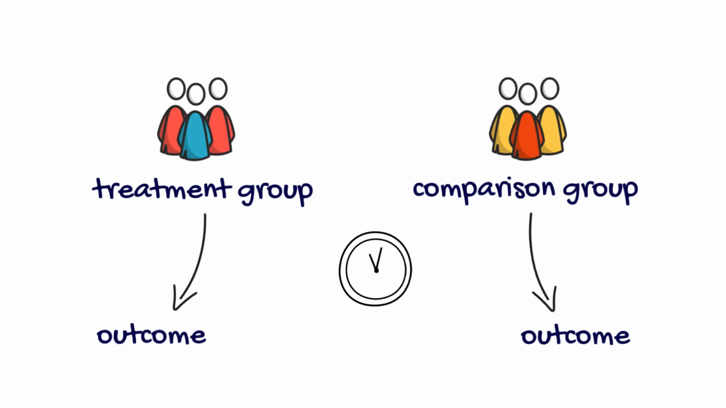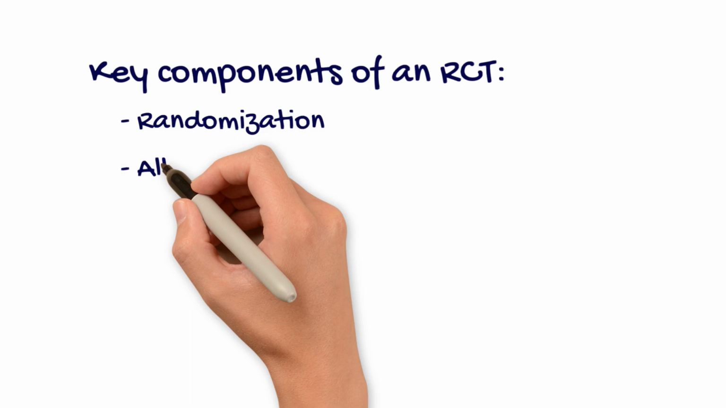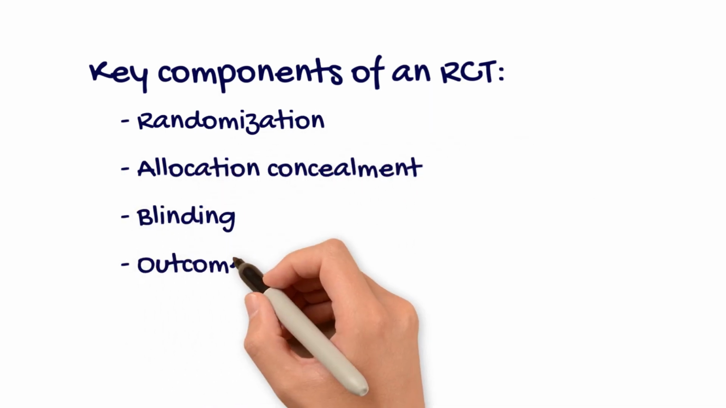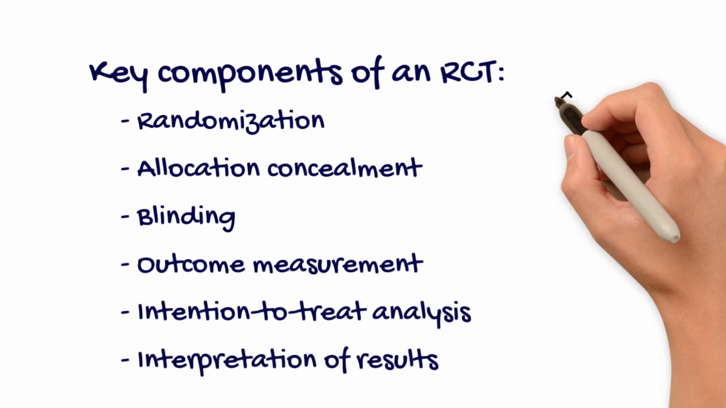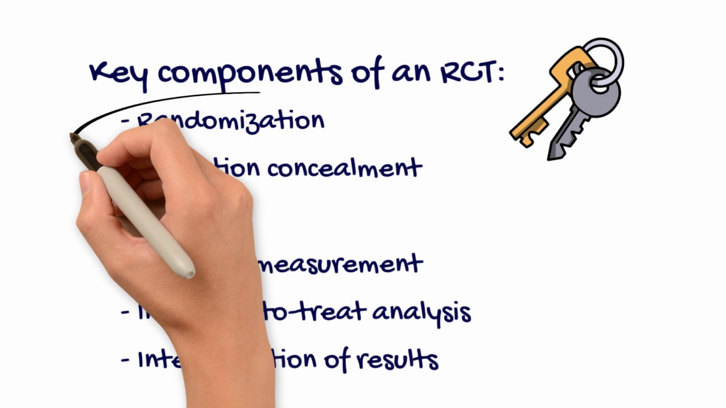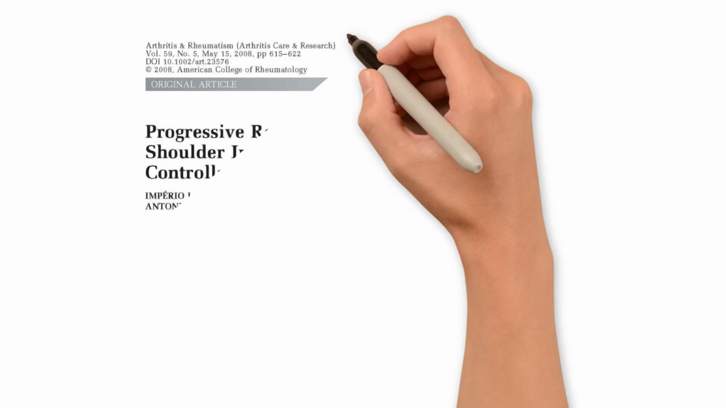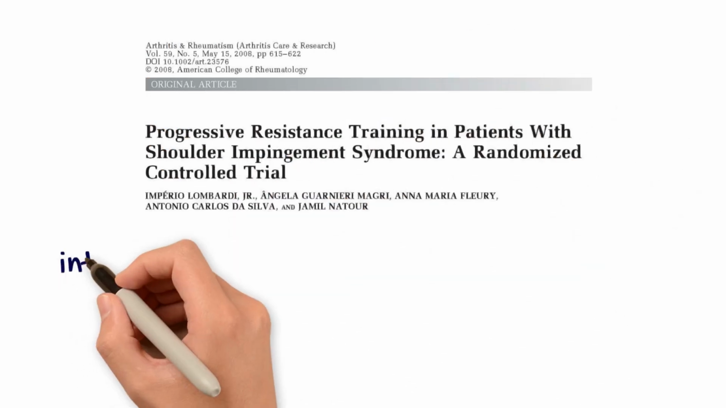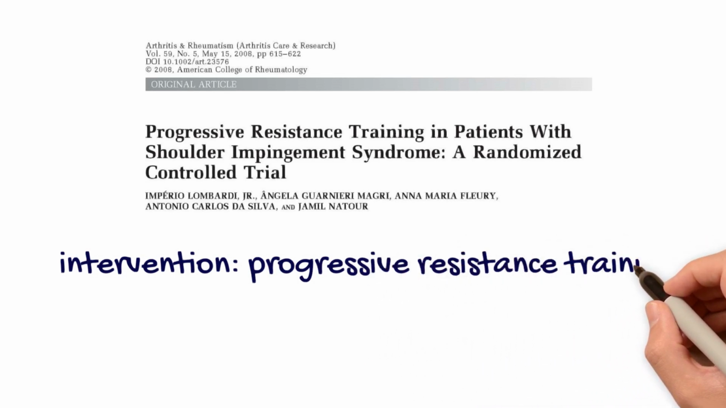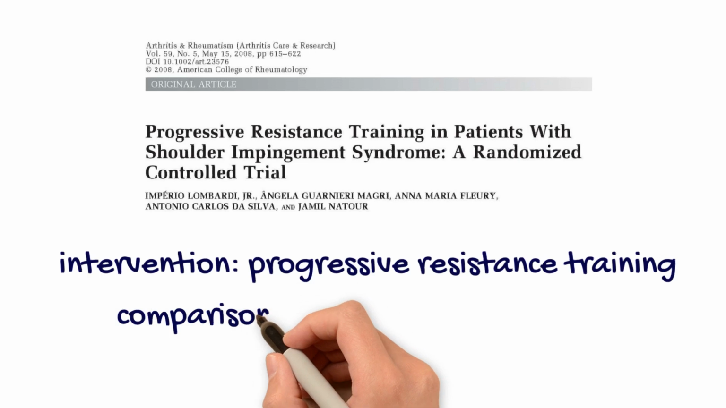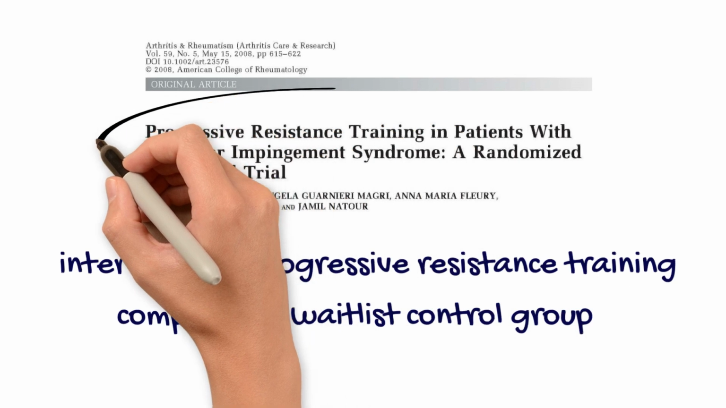Let's review the key components of an RCT: randomization, allocation concealment, blinding, outcome measurement, intention to treat analysis, and interpretation of results. In this video, we will focus on the first two key concepts, randomization and allocation concealment. Here is an example. In this RCT, investigators wanted to determine the effect of progressive resistance training in patients with shoulder impingement syndrome compared to a waitlist control group. Most RCTs state their study design in the title, which can make them easy to identify.